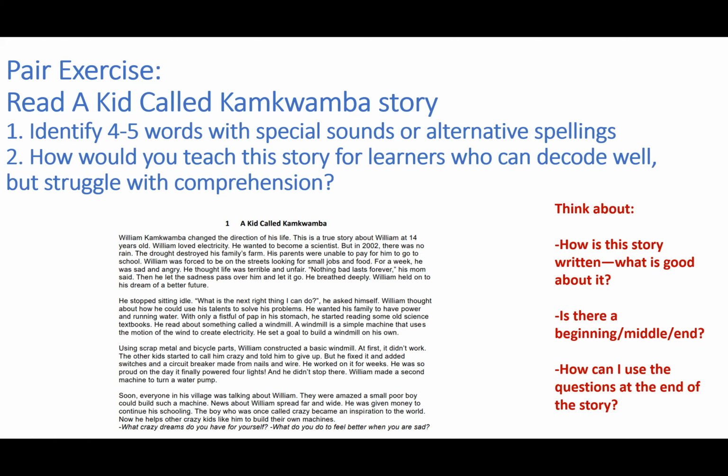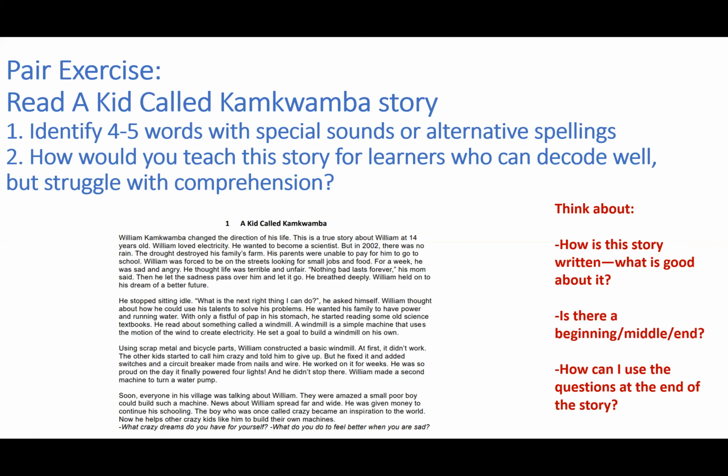And you want to identify 4 or 5 words that have special sounds or alternative spellings that you think you might want to highlight in your lesson, imagining you're having a lesson about this. And number 2, how would you teach this story for learners who actually can decode or read pretty well, but they struggle with comprehension? How would you teach this story? And think about, how is this story written?